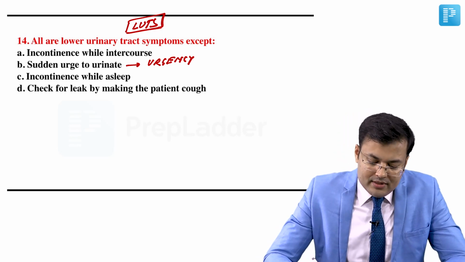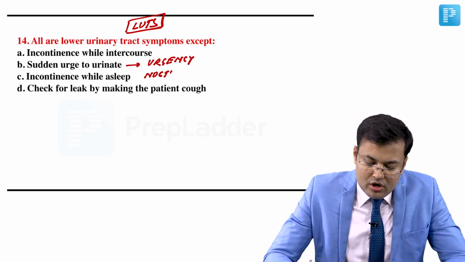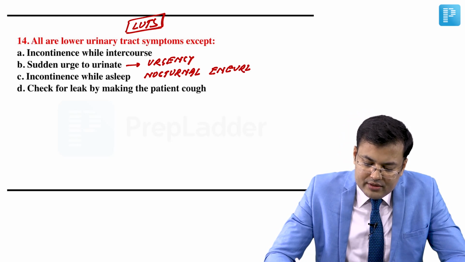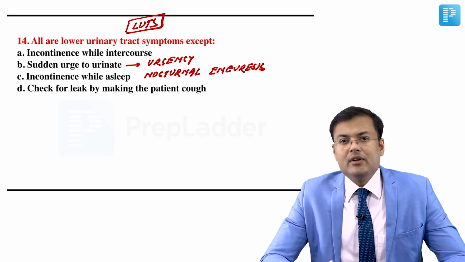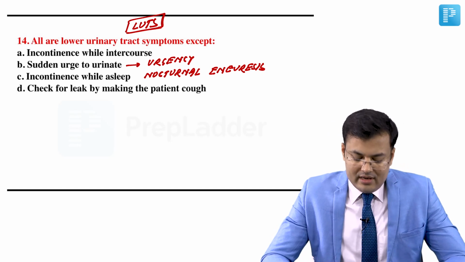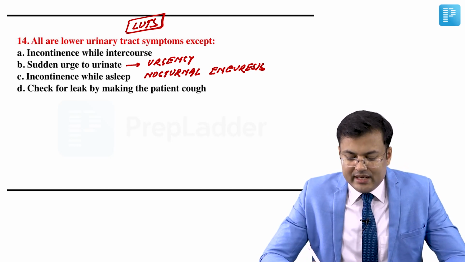Incontinence while asleep. This is known as nocturnal enuresis. Generally, there is loss of urine during sleep, nocturnal enuresis. And check for leak by making the patient cough.